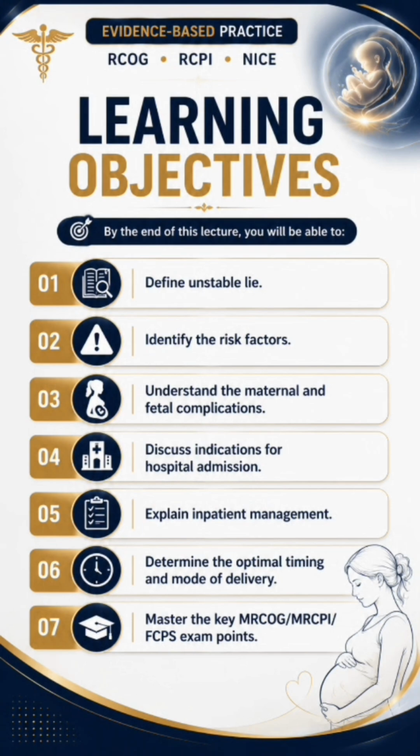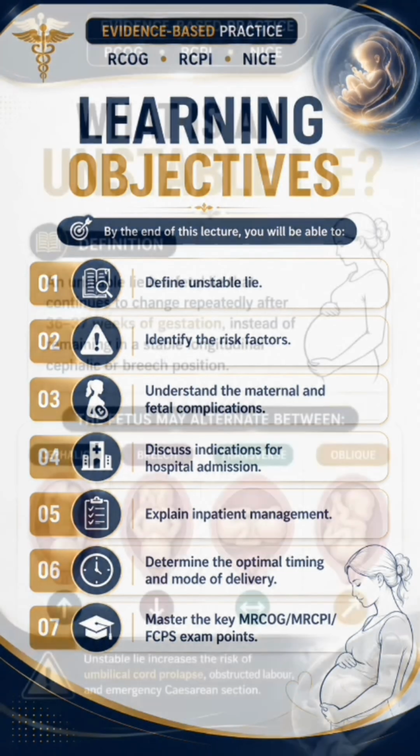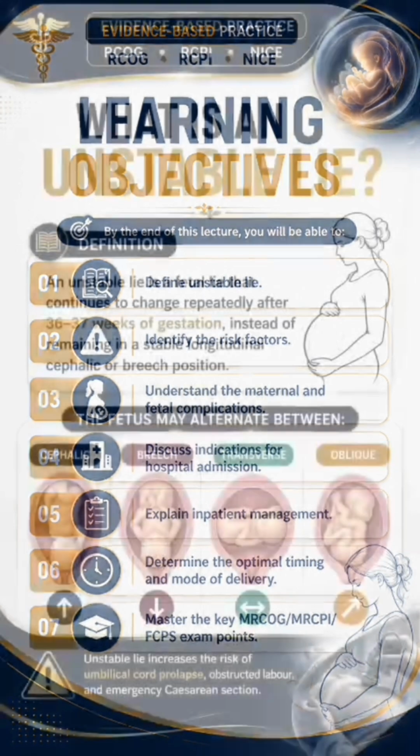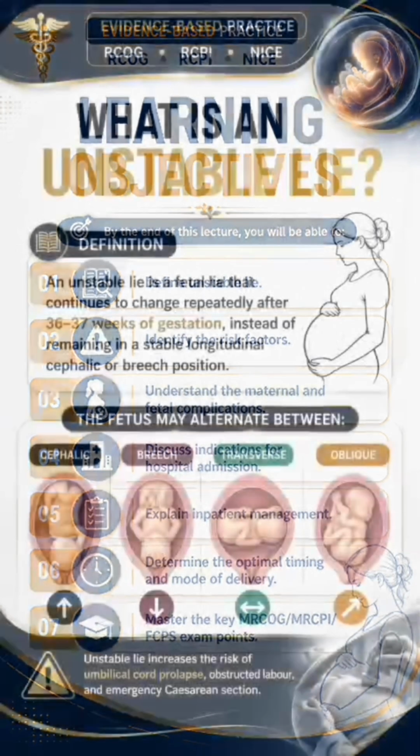Next, we will discuss when hospital admission is recommended, which patient requires inpatient management. We'll then cover the timing and mode of delivery, helping you decide when to await spontaneous correction, when induction is appropriate, and when cesarean section is the safest option. Finally, I'll share the high-yield MRCOG, MRCPI, FCPS, MS, and IMM examples, the key points examiners frequently ask and every obstetrician should remember.